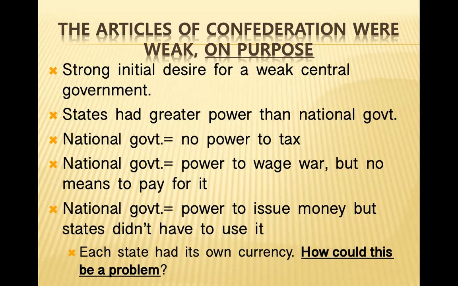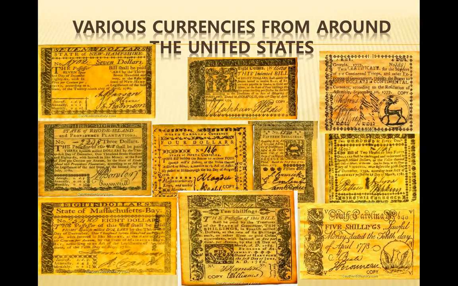So stop and think, how could this be a problem? If each of the 13 individual states, now 18 states, thanks to 5 additional states with the Northwest Ordinance, each issued its own currency, how could this possibly be a problem? So here's some examples of some old-time currency.